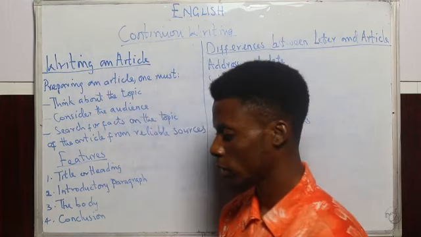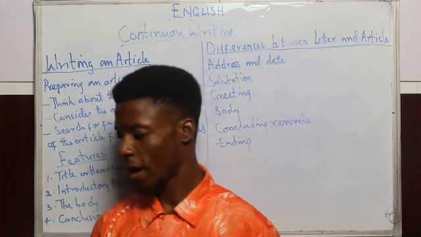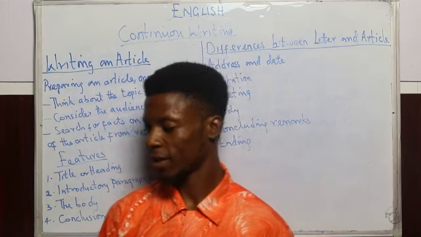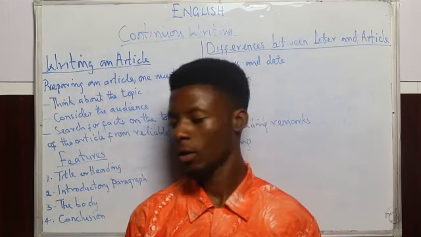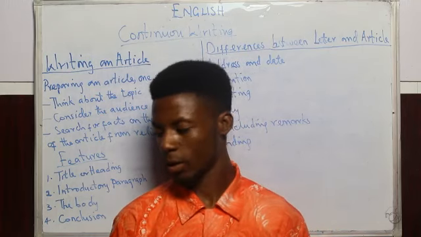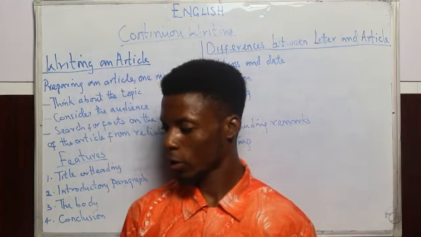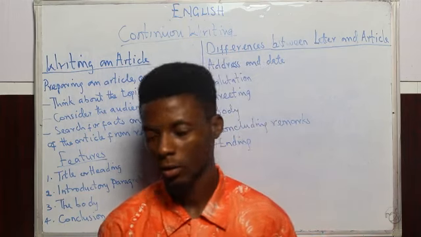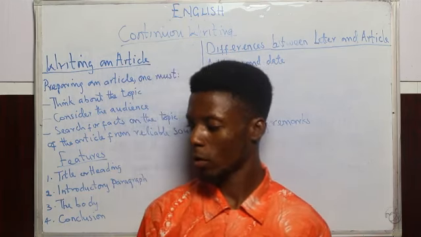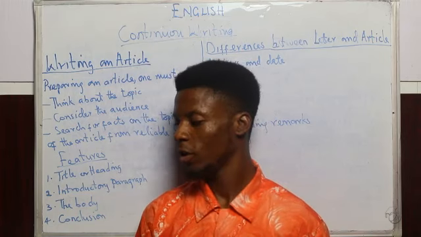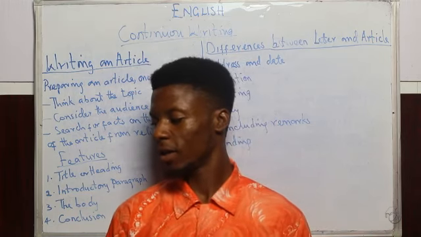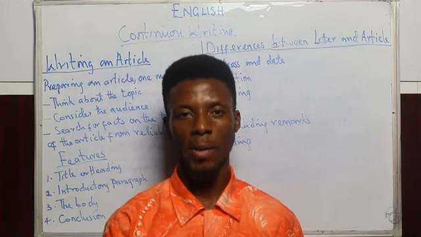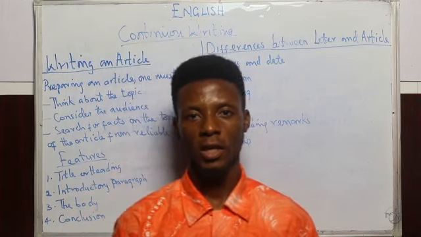Then the conclusion. In the conclusion, the writer can summarize all that he has said in the article, emphasizing the topic. The conclusion could also suggest what should be done concerning the topic. Also, the conclusion shows that the writer of the article is passionate about what he wrote on.